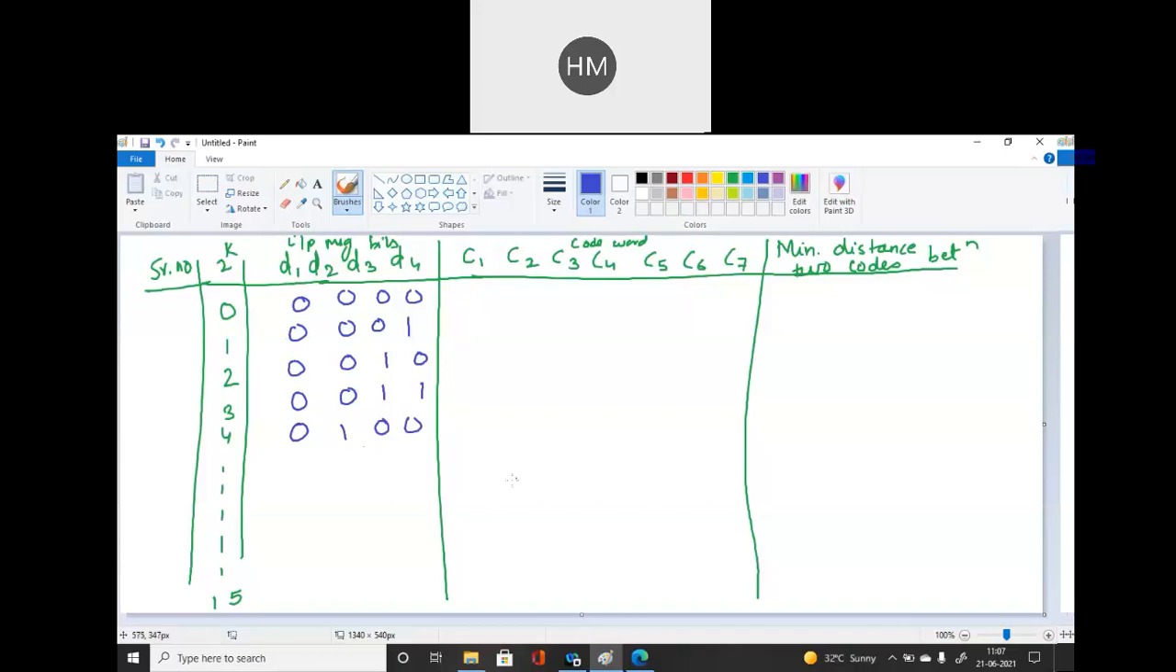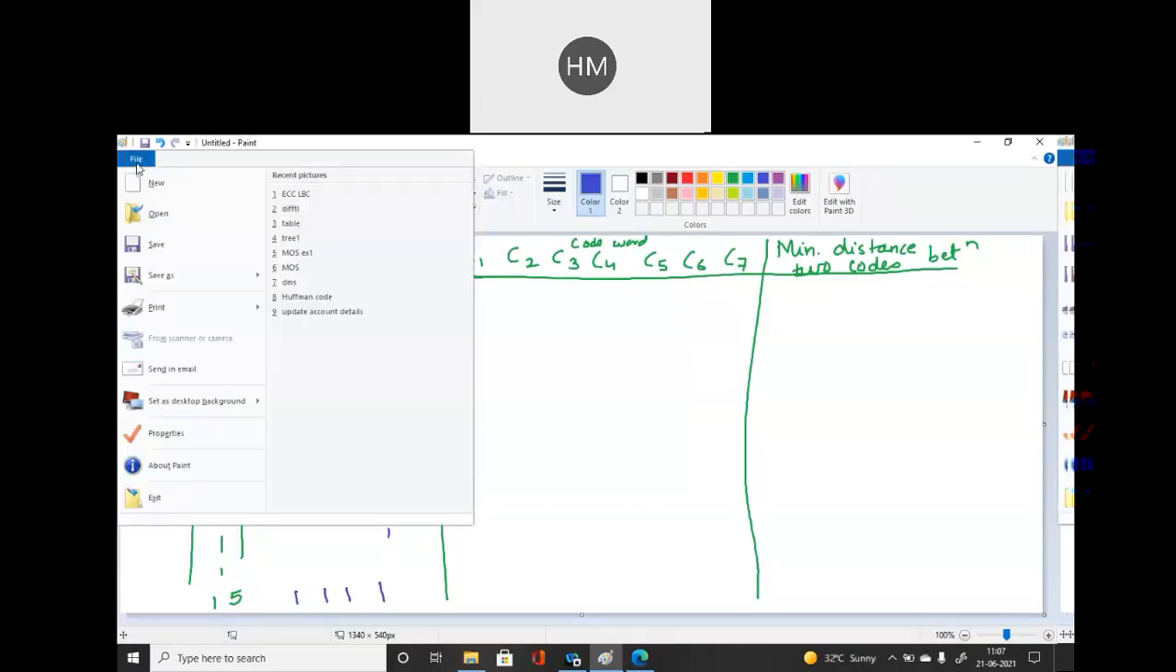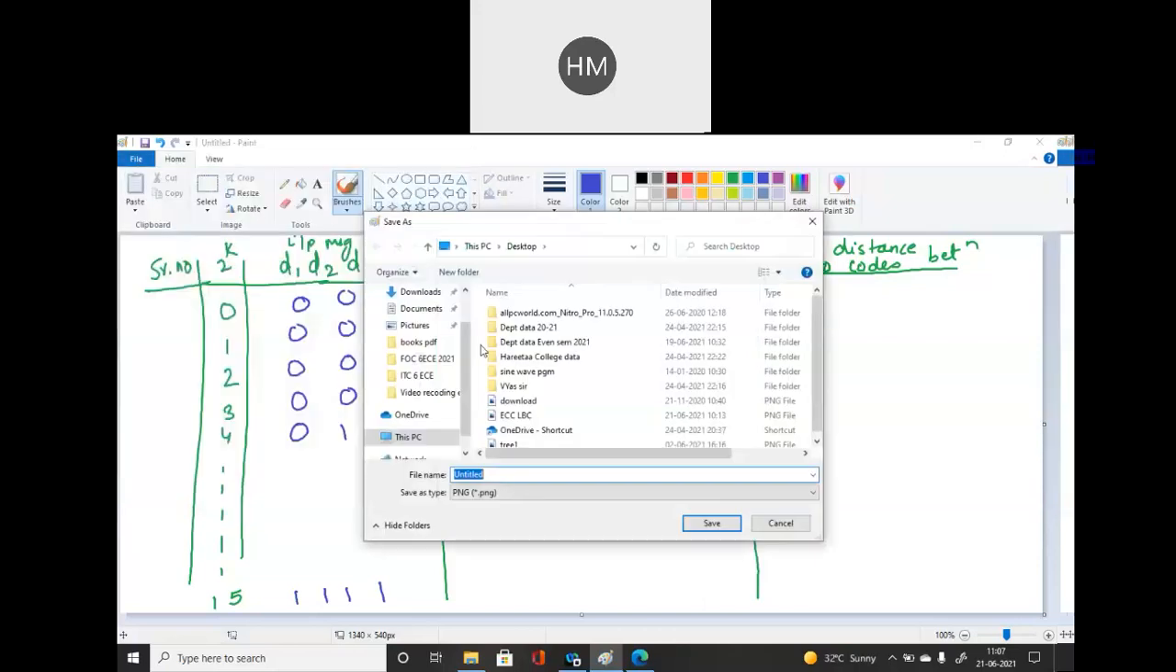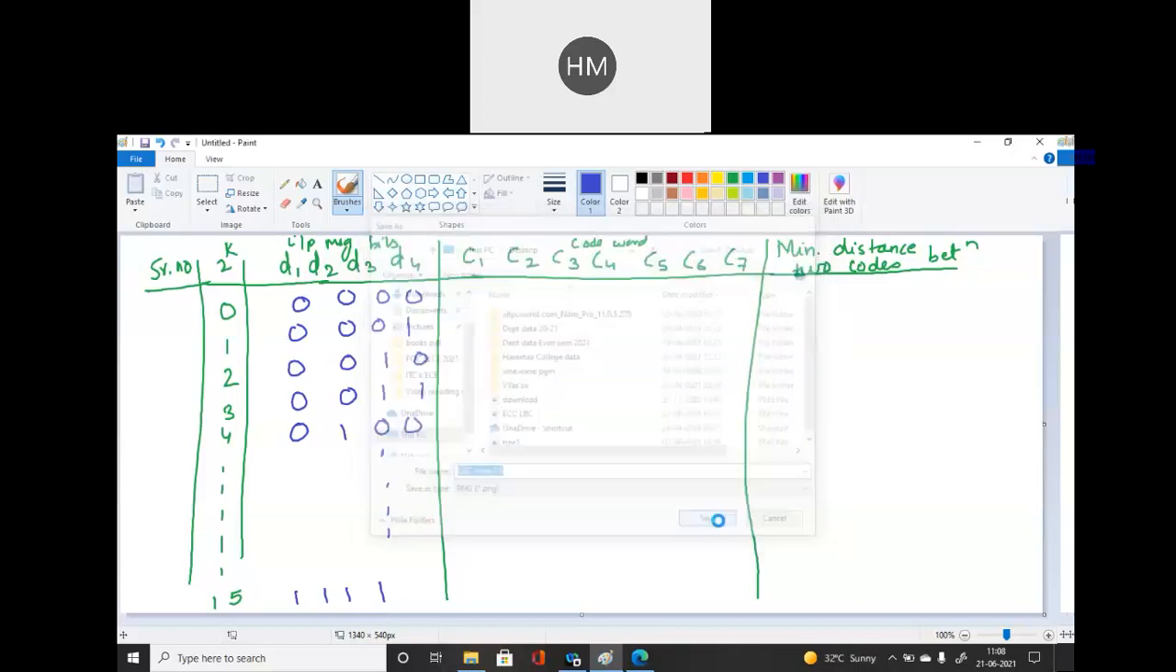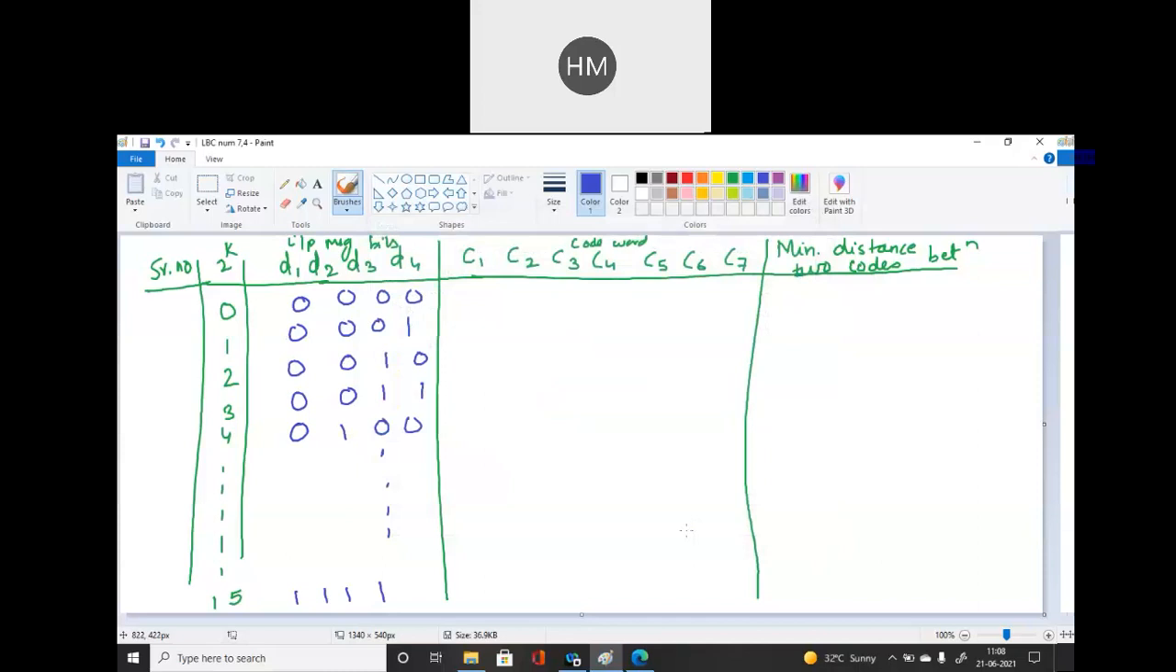ठीक है स्टूडेंट्स, इस तरीके से सारे कॉम्बिनेशन लिख लो पहले. ये लिख लिया बेटा, बना लिया सबने? Should I move ahead?